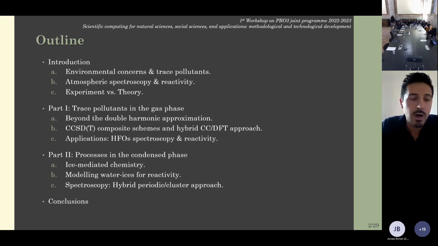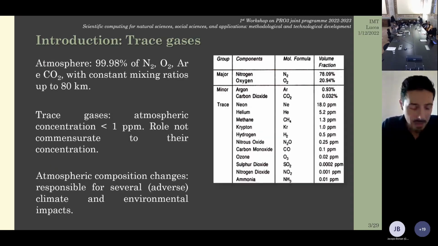Then in the first part, I will treat the simulation of spectroscopic properties and the reactivity of molecules, mostly halogenated organic pollutants in the gas phase. And then in the second part, I will move to the condensed phase, presenting some results we obtained for, let's say, ice-mediated chemistry. So let me give a description of the framework in which we move, basically our motivations.